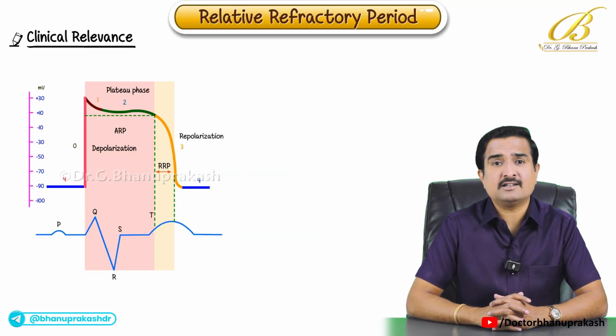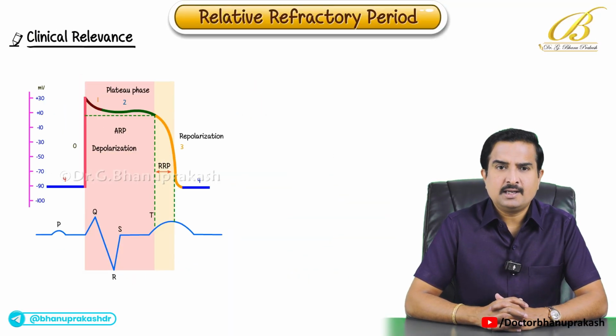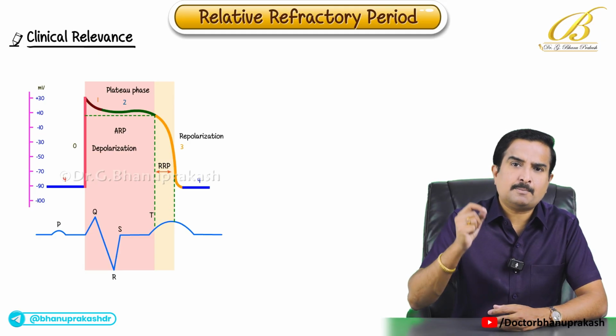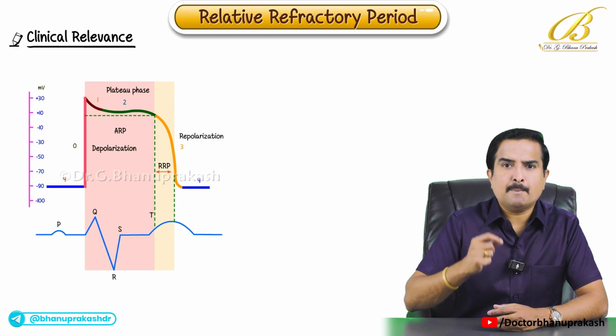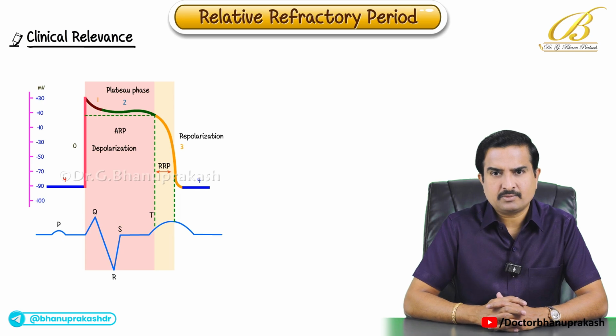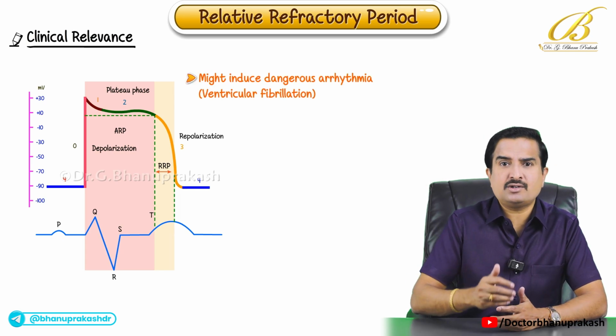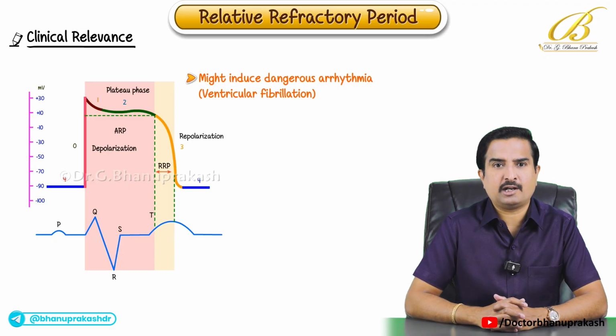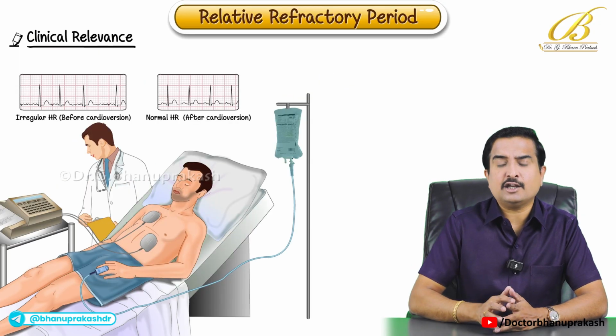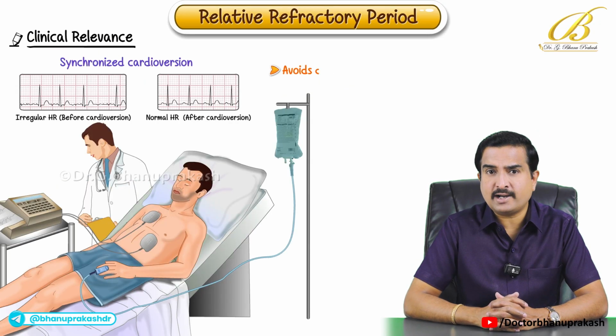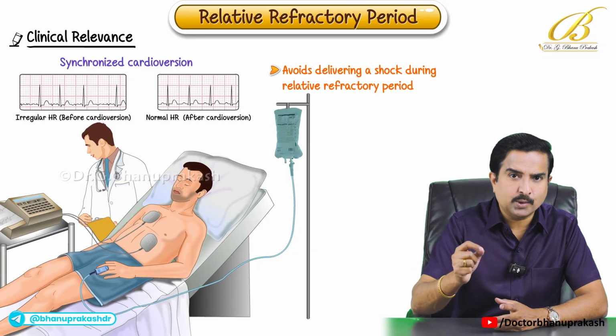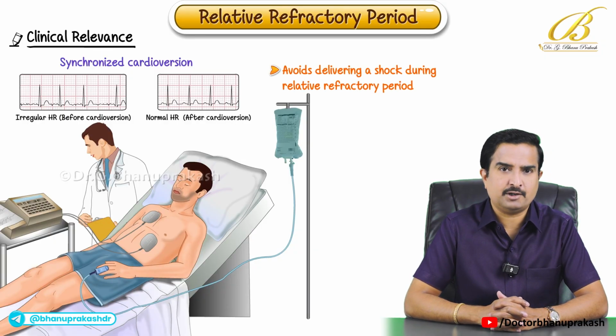So, what is the clinical relevance of this period? Remember that this is the period during which a poorly timed shock, that is, one hitting the T wave on the ECG, might induce a dangerous arrhythmia like ventricular fibrillation. That's the reason synchronized cardioversion avoids delivering a shock during the relative refractory period. This is very important for all of you to know.